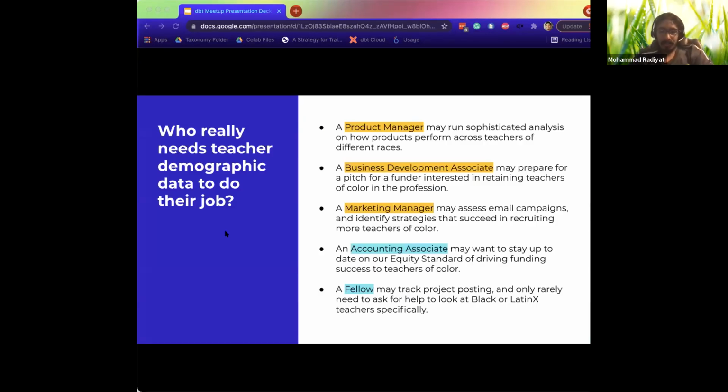So here's the actual challenge. Different people across the org have different needs in terms of access based on their job responsibilities. And we want to give access to detailed data only when absolutely necessary. For example, a product manager or a marketing manager might need more specific individualized data to run detailed analyses and strategy plans targeting equity directly. Whereas someone on our accounting team or a fellow who might be with us for a year or less may only need more broad aggregated data.